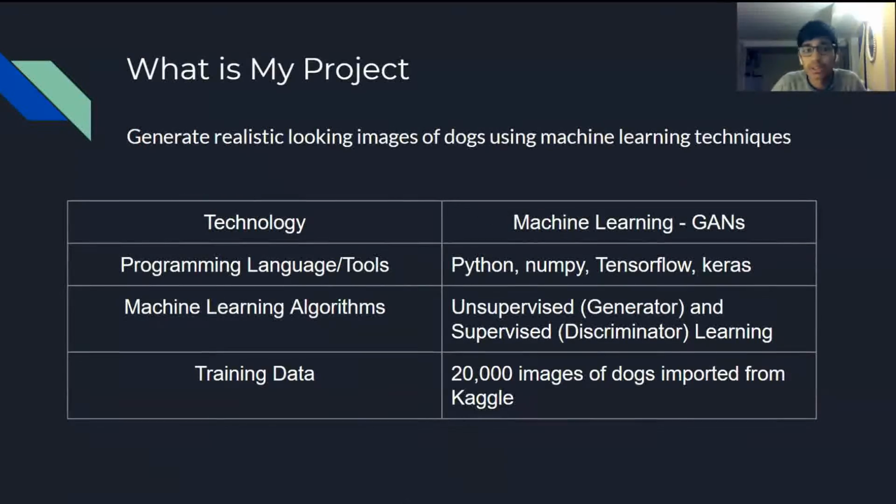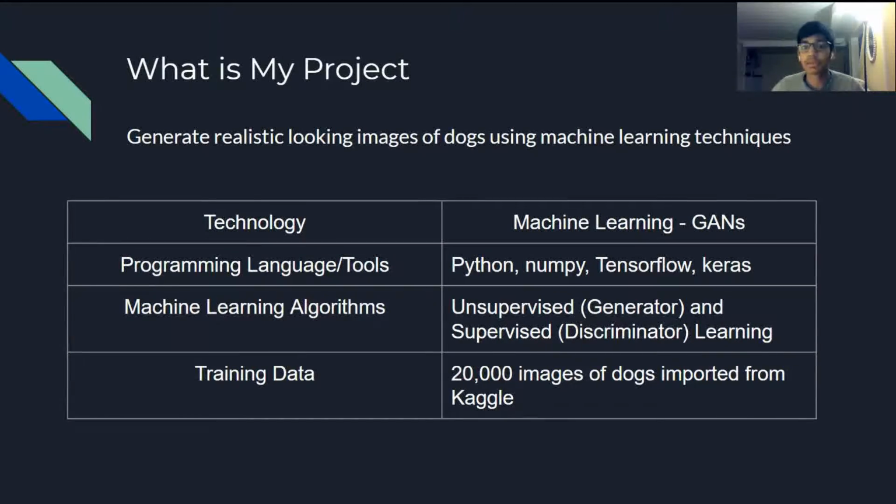What are some of the elements that we used in my project? Well, what is my project in the first place? I designed a system that is supposed to generate realistic looking images of dogs using machine learning techniques. The technology that we used was called a GAN. And we used Python as the programming language, along with libraries such as NumPy, TensorFlow, and Keras.